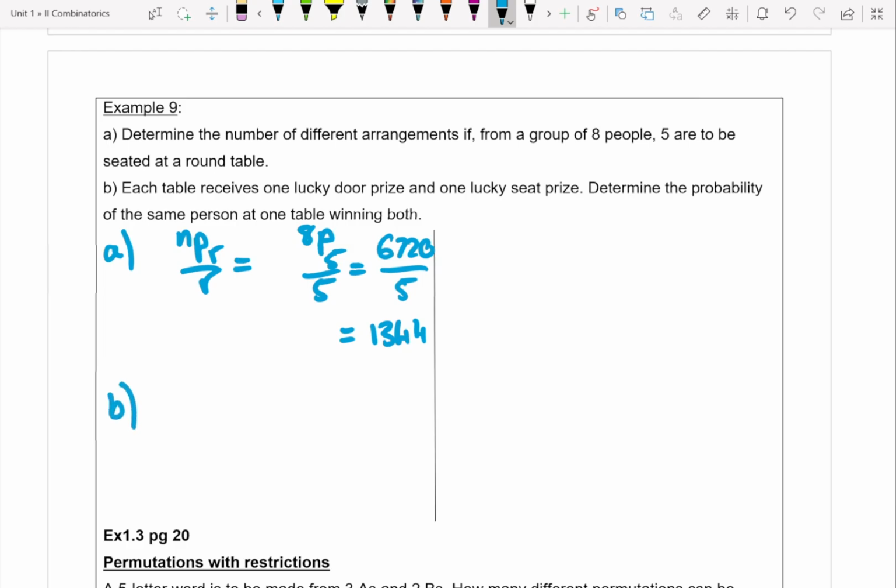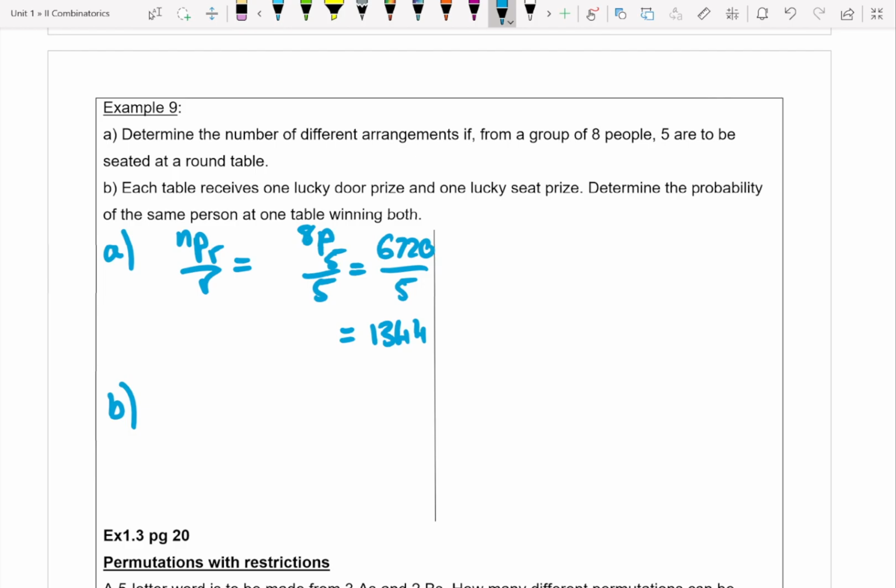Part B. Each table receives 1 lucky door prize and 1 lucky seat prize. Determine the probability of the same person at one table winning both. Now, before we can answer this, we need to sort out what is a lucky door prize and what is a lucky seat prize. So a lucky door prize goes to 1 person out of everyone that's in the building. So we have two prizes, and each prize can be won by any one of the 5 people.